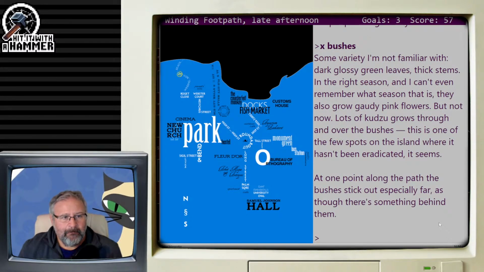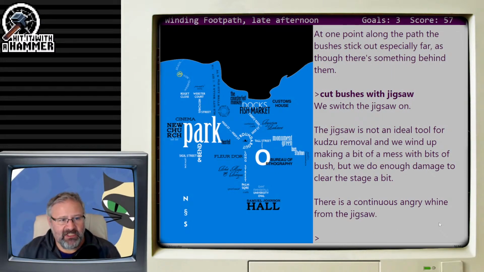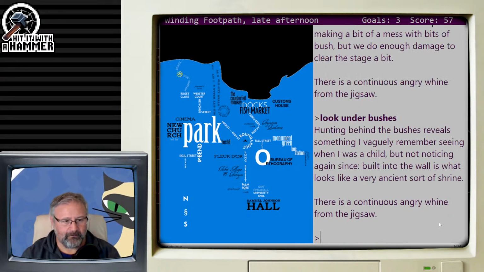Here are the bushes. At one point along the path, the bushes stick out especially far. Cut bushes with jigsaw. We switch the jigsaw on. The jigsaw is not an ideal tool for kudzu removal, and we wind up making a bit of a mess with bits of bush, but we do enough damage to clear the stage a bit. Hunting under the bushes reveals something I vaguely remember seeing when I was a child, but not noticing again since. Built into the wall is what looks like a very ancient sort of shrine.